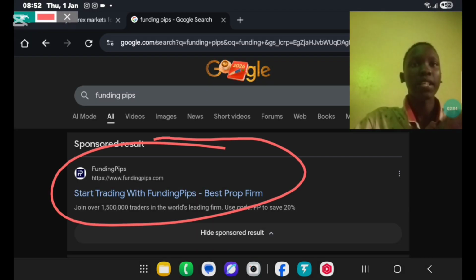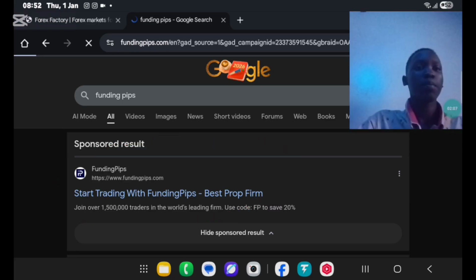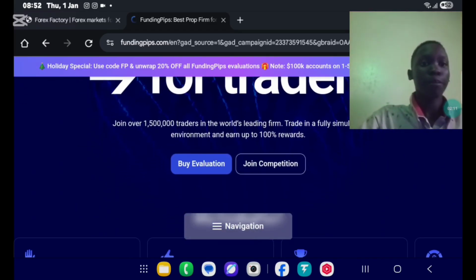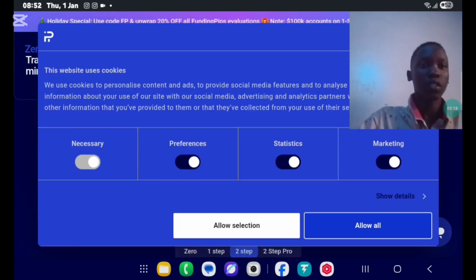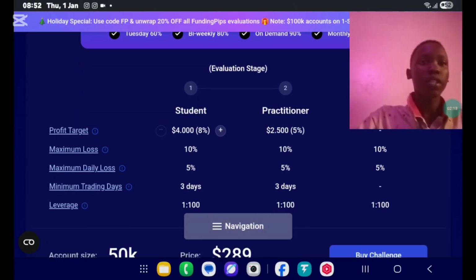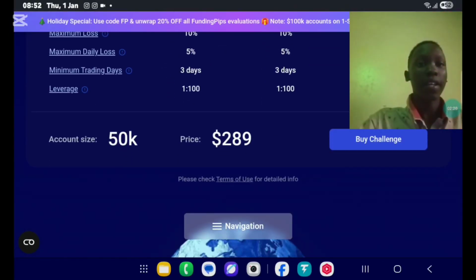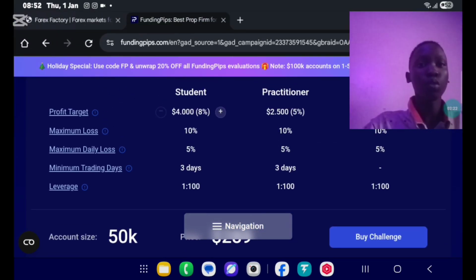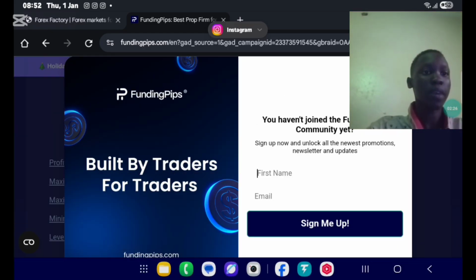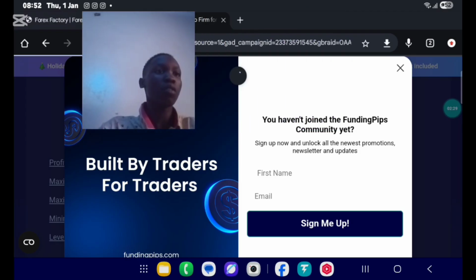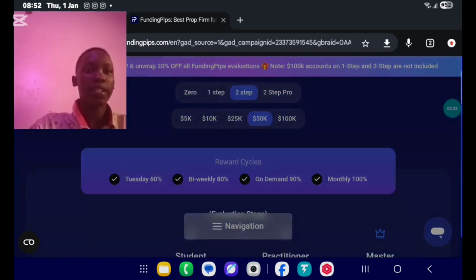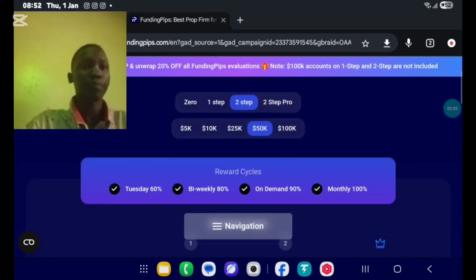Then you press that, that's it, funded pips. You tap it. This blocker is really actually good. Allow all. So these are the rules in case you want to buy. In case you want to buy, I don't want to sign in now. These are the rules.